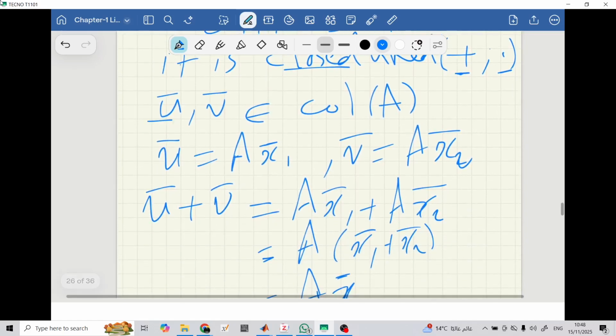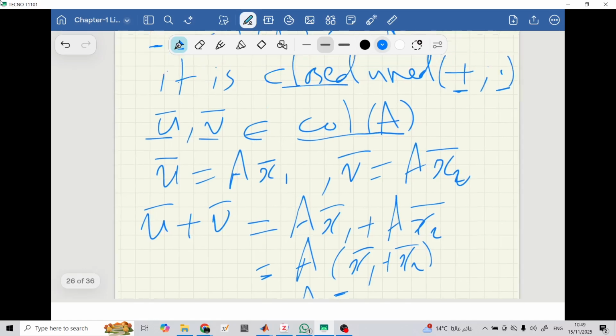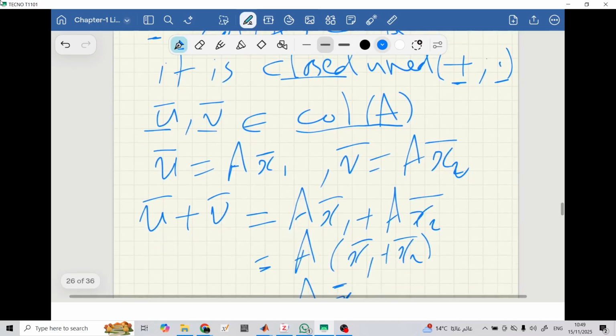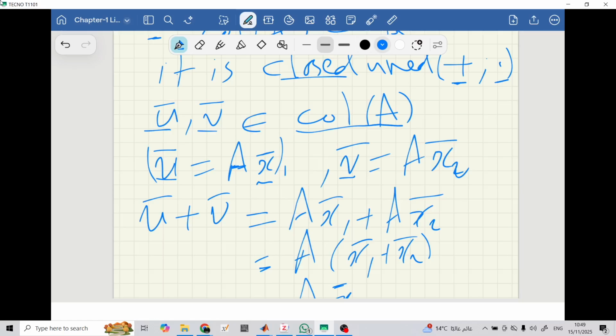Let's say that we have two vectors that belong to the column space of A. What does this mean when we say two vectors belong to the column space of A? This means that U and V can be represented by A times any vector x, let's say U is A times x1, and V would be A times x2. So this is the definition of a column space, which is any vector that is the result of A being multiplied by another vector.